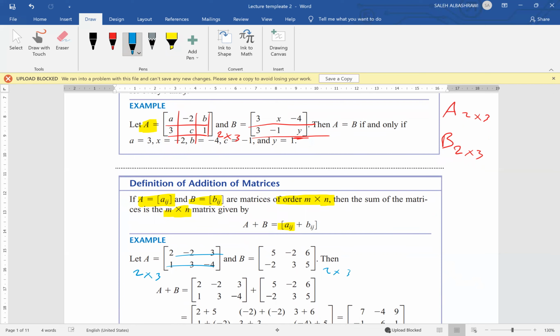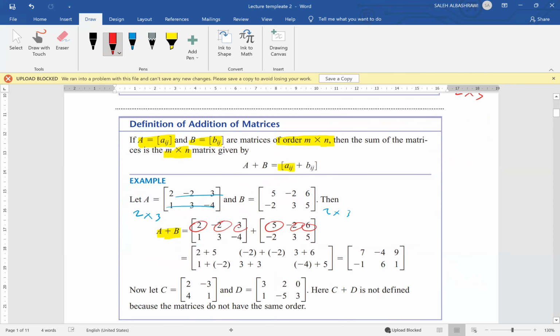So the two matrices are of the same size. If I want to add A plus B, we're adding 2 with the 5, adding the element in the same location. The first element with the first element, second with the second, third with the third, like this. Same thing for the second row.